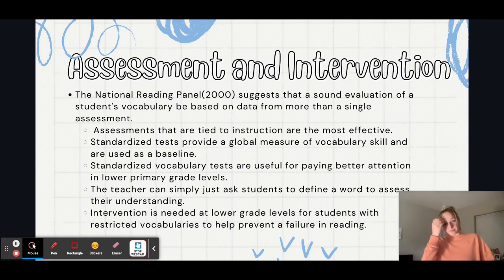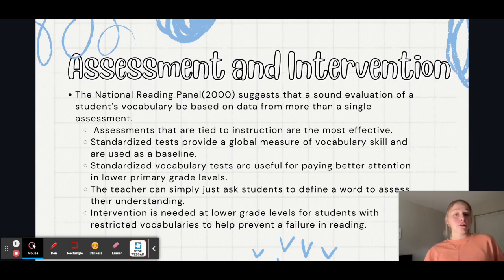And then we also see the assessment and intervention. The National Reading Panel in 2000 suggested that a sound evaluation of a student's vocabulary must be based on the data from more than a single assessment. Assessments that are tied to instruction are the most effective. You want to tie it to what you're already learning. You don't want to just pick words from random things, but you will have some standardized tests that provide a global measure of vocabulary skills and are used as a baseline.